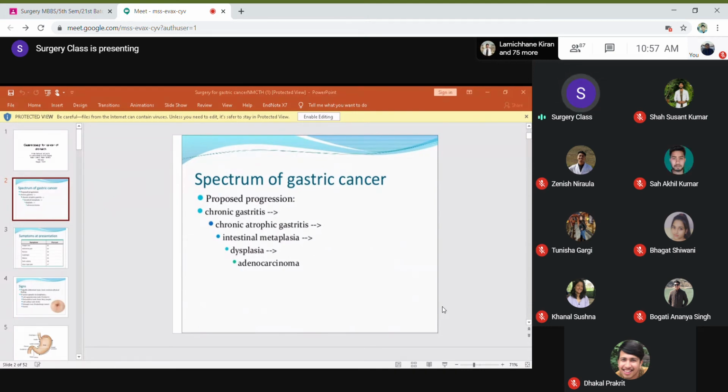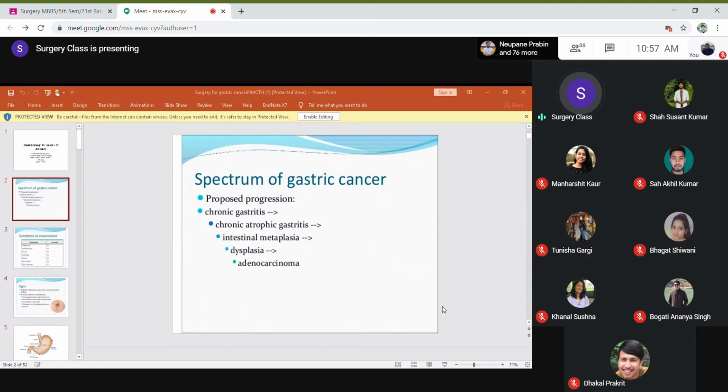Krukenberg's tumor, as you must have heard about, is actually the pelvic deposit from the stomach. Transperitoneal or transcoelomic spread of stomach cancer into the pelvis, the ovaries, is known as Krukenberg's tumor, and then ascites. So these are the various signs of stomach cancer. We have already discussed this.